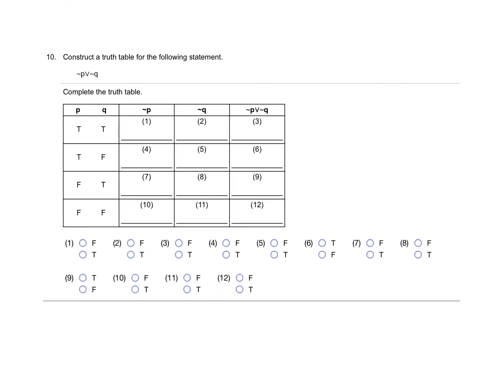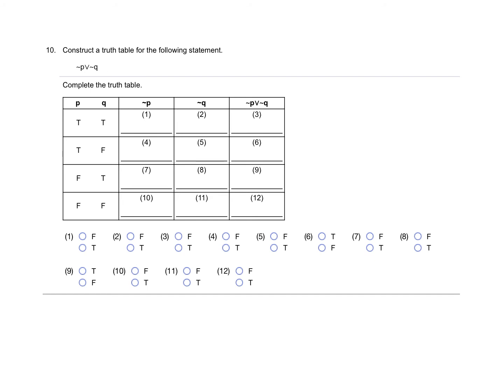Number 10. Construct a truth table for the following statement. Okay, so we have not P or not Q. So not P is just going to be the opposite of P. So false, false, true, true. Not Q is the opposite of Q. So false, true, false, true.